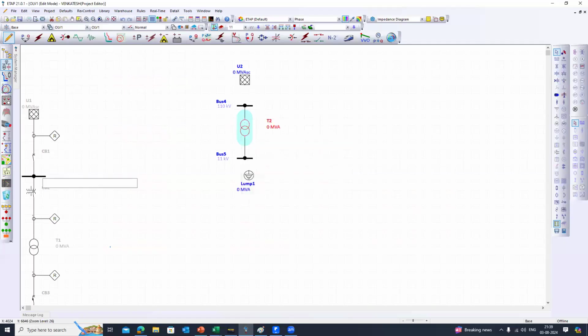Yeah. So the transformer will look like this. This is the representation of the transformer in the ANSI standard, and this is the representation of the transformer in the IEC standard. Okay.